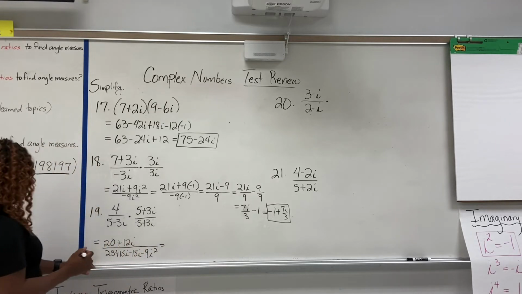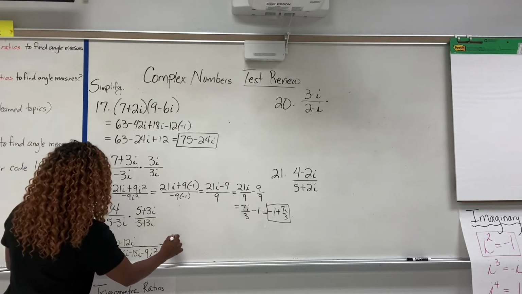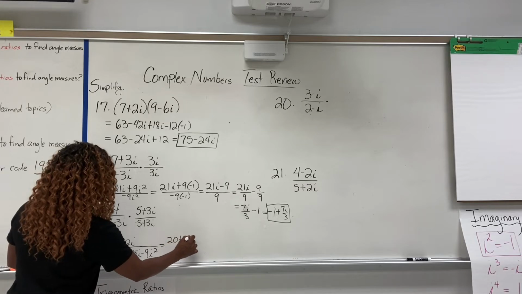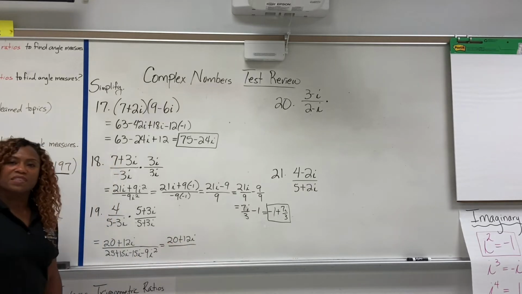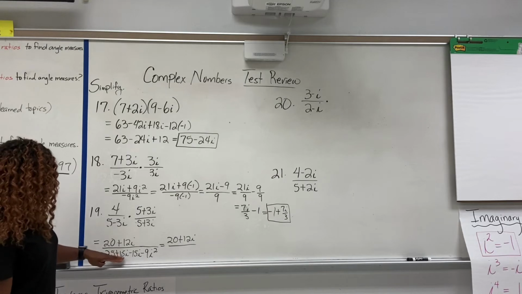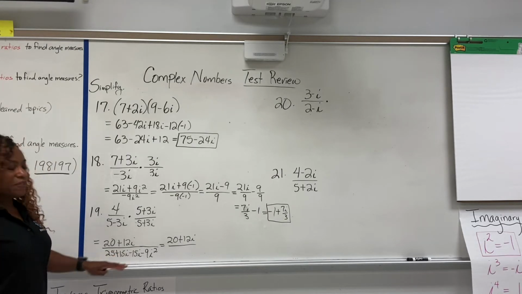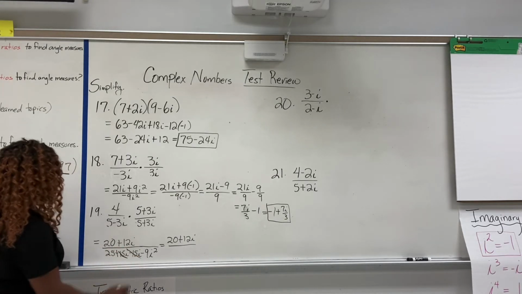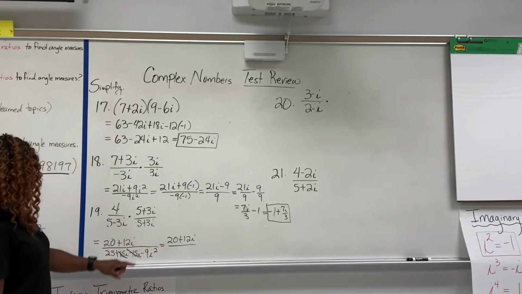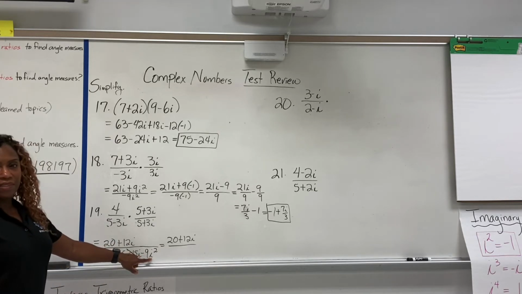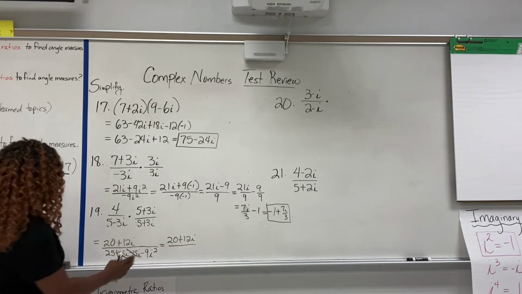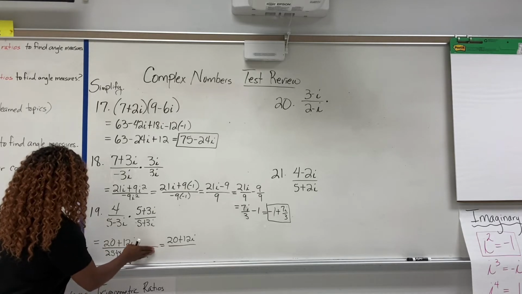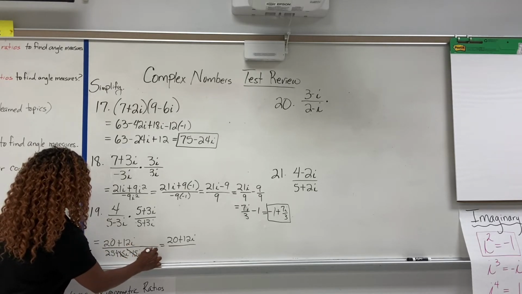I'm going to rewrite the top because there's nothing I can do with the top. But look at the bottom. There's a lot we can do. The positive 15i and the negative 15i cancel each other out. No more middle term. The i squared can be written as negative 1. So I'm gonna do that now. Save myself some time and space.